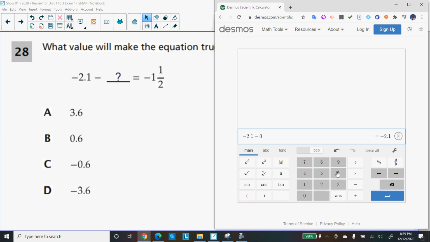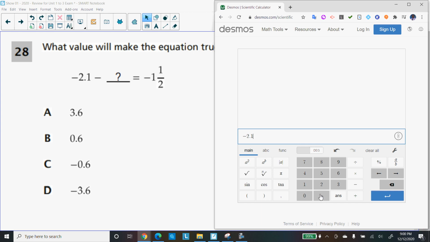0.6, just for the fun of it. And press enter. Notice that equals to, oops, I typed it wrong. Let me clear that. So negative 2.1. And if you're wondering why I typed the minus sign, negative and minus is another way of being the same thing. So keep that in mind when you use your calculator.